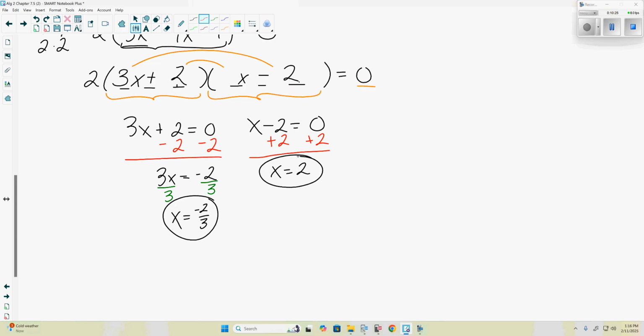Are either one of these solutions our restrictions? No. So that means that both of these work. Negative 2/3 and 2 work. If we wanted to check it, we could plug it back in, and it would give us a true statement. But that's it with these here. Questions on this so far? All right, let's look at the next one.